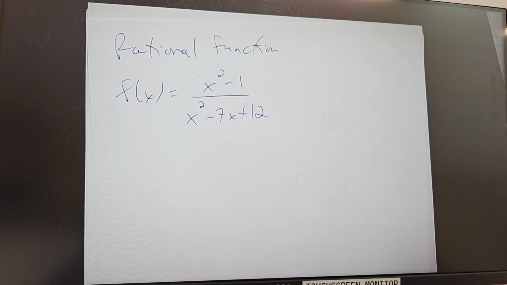So let's see, you bring the 2 down. 2 times 1 is 2. 16 plus 2 is 18. 18 times 1 is 18, and that's the remainder. So then the answer would be 2x plus 18 plus 18 over x minus 1.